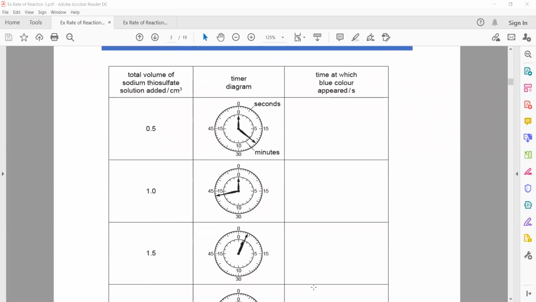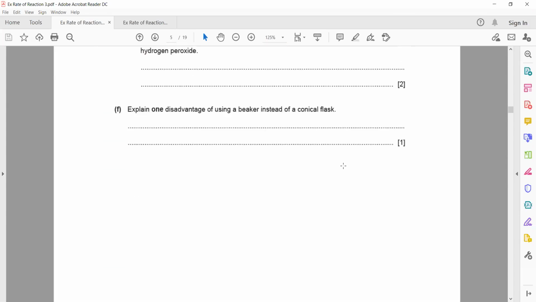a solution from the pipette to a flask. So it will take more time to transfer a solution. And as it takes more time, it will increase the inaccuracy in the measurement of the time interval.